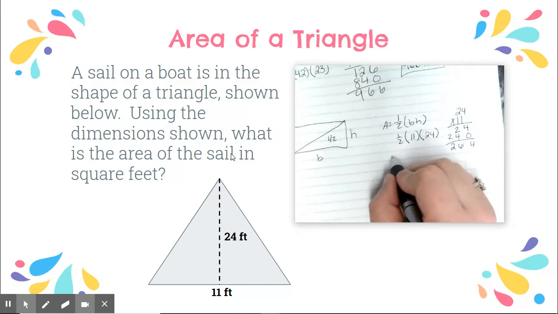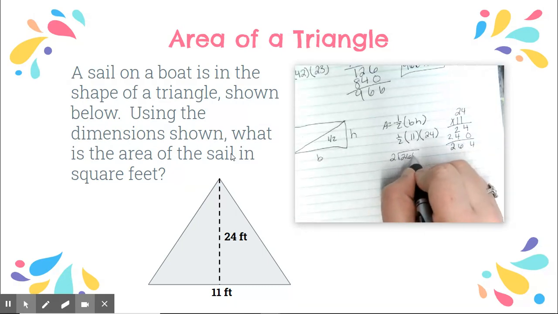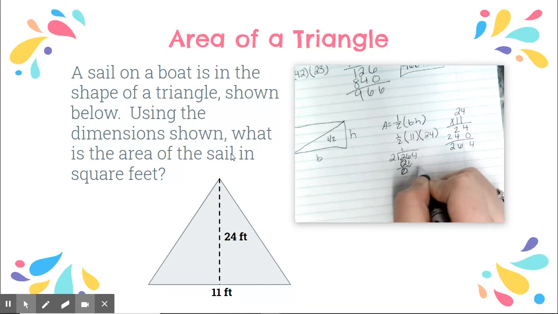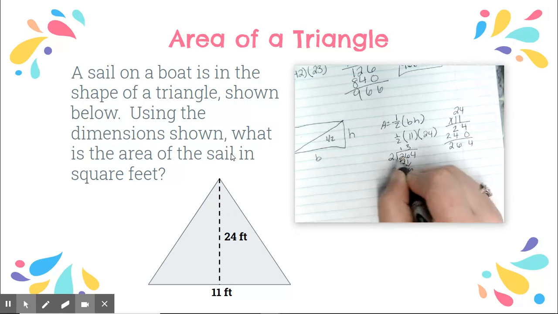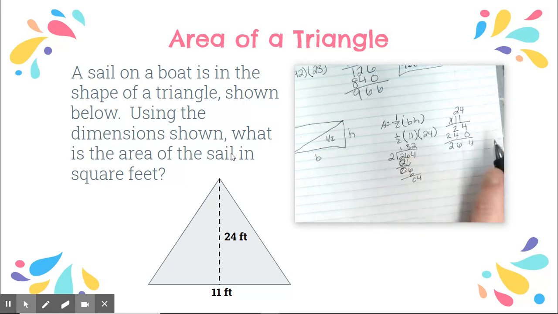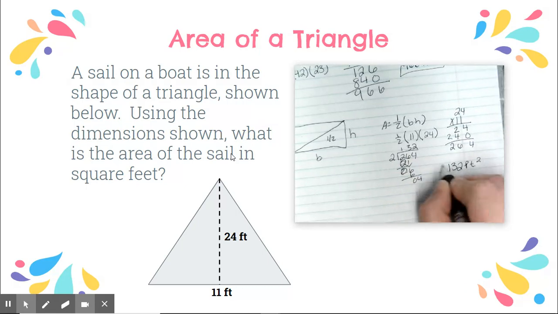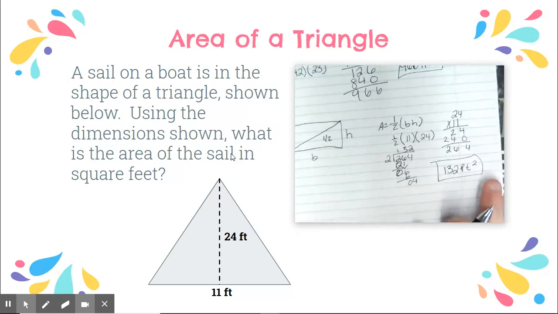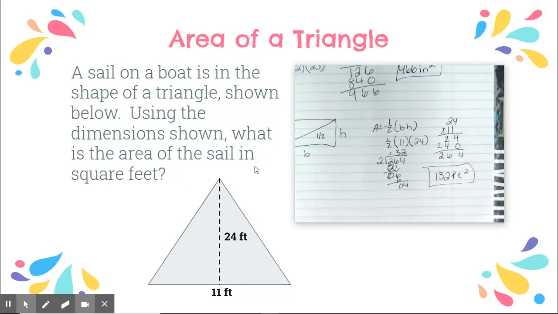2 goes into 264. 2 goes into 2 once. Oops, that should be 2, 0. 2 goes into 6 3 times, and 2 goes into 4 2 times. So my answer would be 132 feet squared. Okay, and that's all we got to do with the area of a triangle.